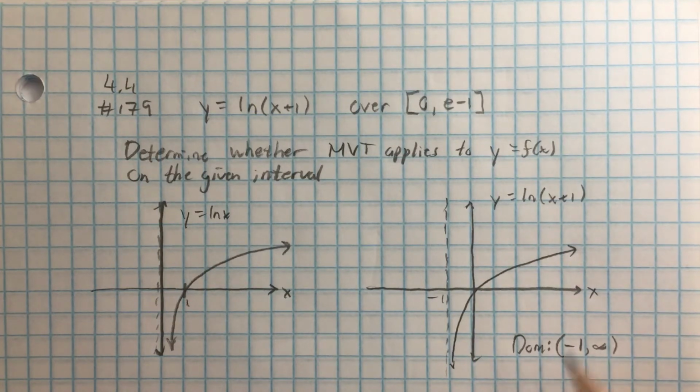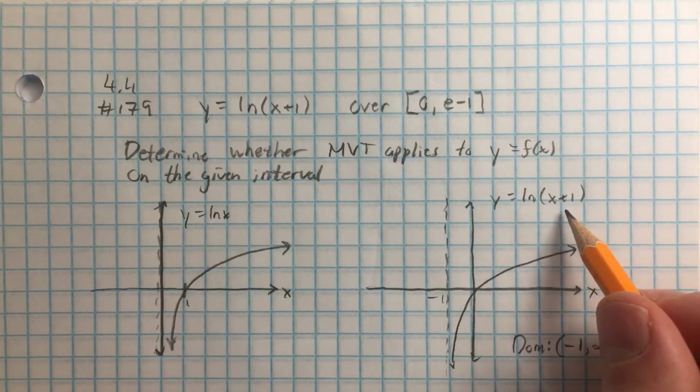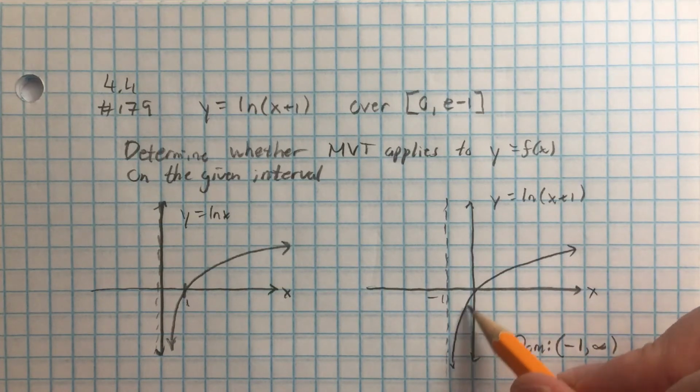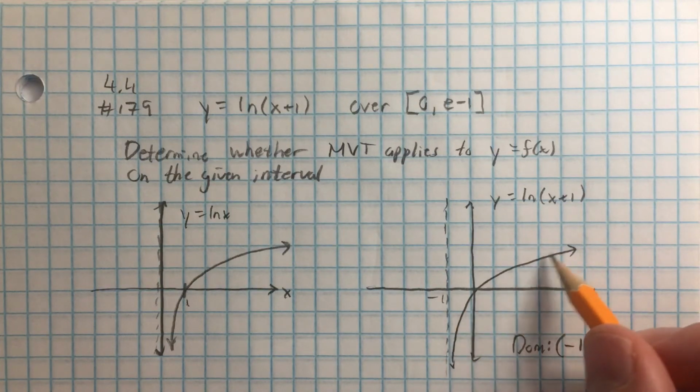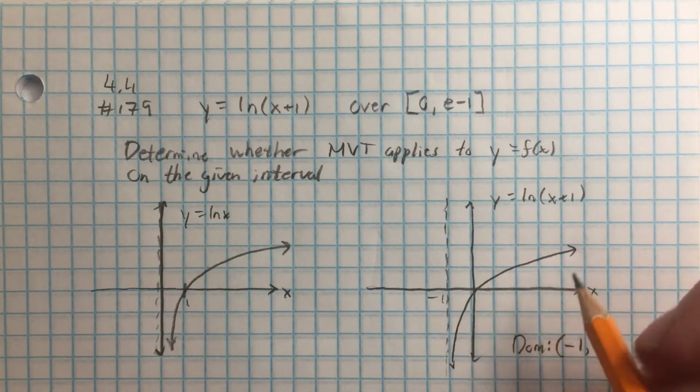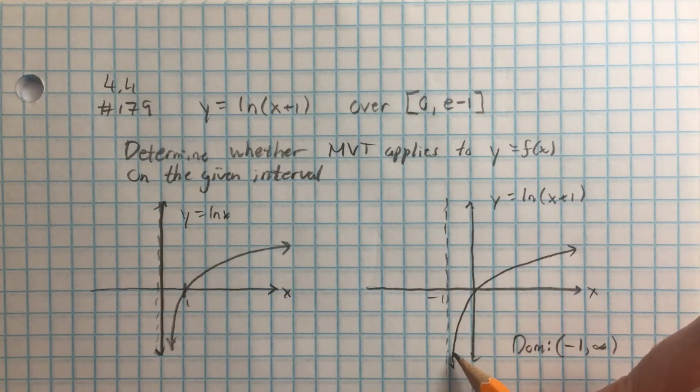As long as I'm on the domain of this special natural log x plus 1, then the curve is certainly continuous and it's smooth. There's no cusps, there's no asymptotes happening in here, and there's no discontinuities. So therefore, it should be differentiable as well.